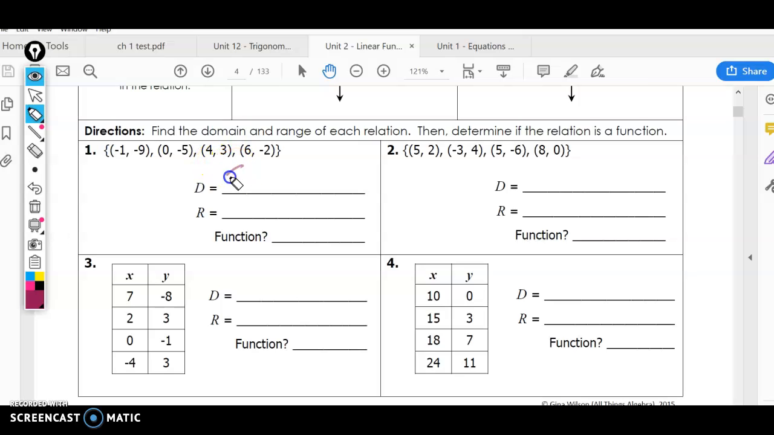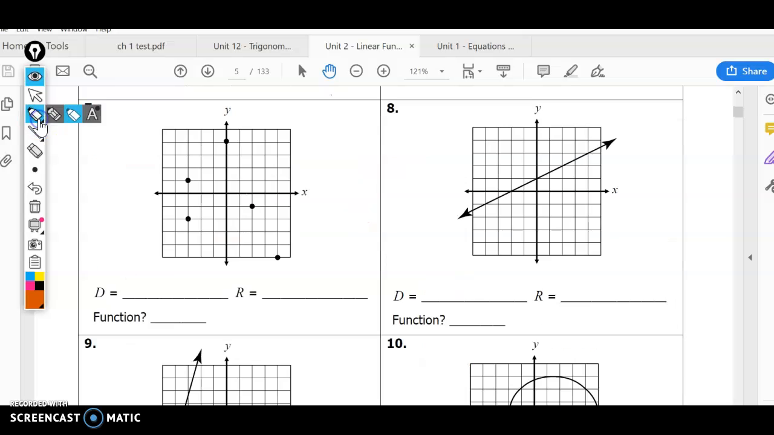Domain of number 1 is squiggly bracket, the set of all the x's, and I'm going to list them least to greatest. They're already listed, kind of, least to greatest, but awesome. Range is the y's, these, and I'm going to list them as well, least to greatest. Perfect. And is it a function? Are any of the x's repeating? No. So you have -1, 0, 4, 6. Since it's not repeating, it's okay. It is a function.